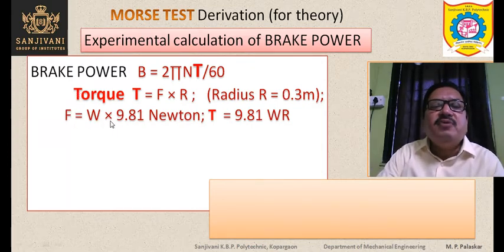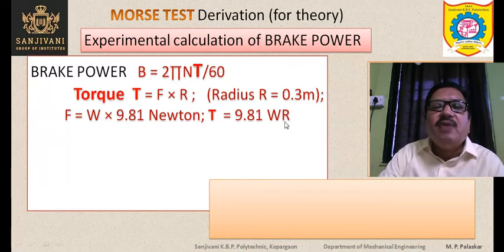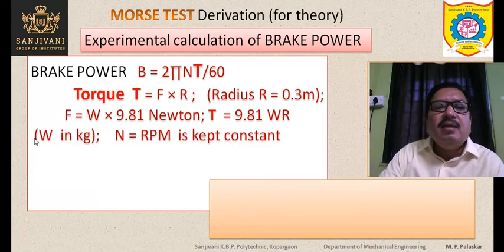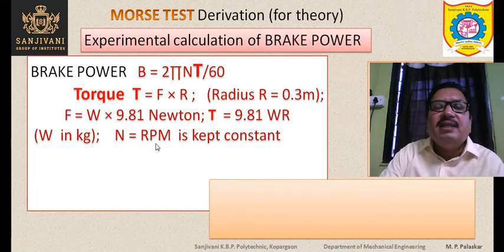F will be equal to W into 9.81, because W is in kg, therefore we multiply by 9.81, then we get the value in Newton. So ultimately we get T is equal to 9.81 W into R if we put the value of F here. So that will be in Newton meters, because W is in kg and N is RPM, revolutions per minute, and this N, which is the RPM, is kept constant for all the readings.